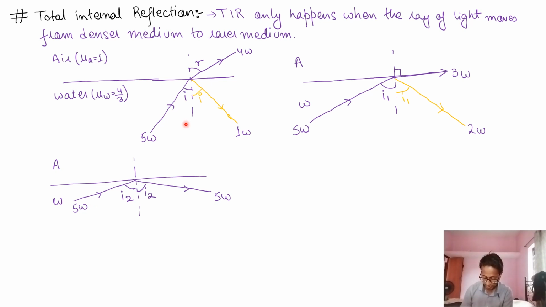What changes out here is that the intensity of light that gets refracted slowly decreases as I increase the value of I. And this value of I, where the refracted ray grazes or forms a 90-degree angle with the normal line, is called the critical angle. I1 is called the critical angle.